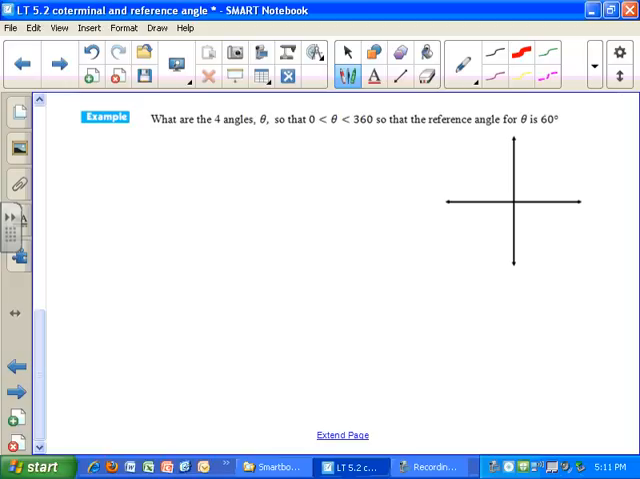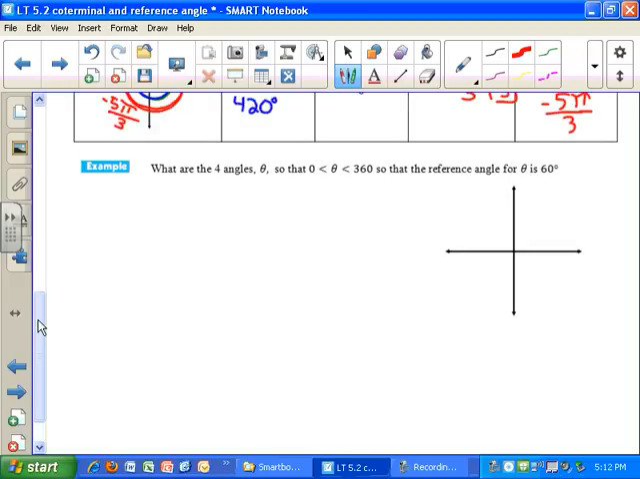This example says, what are the four angles theta? By the way, this symbol is the Greek letter theta. So that 0 is less than theta, which is less than 360 degrees. Just so that we end up with the thetas between 0 and 360, and we don't end up with coterminal angles somewhere in the thousands or something like that. So that the reference angle for theta is 60 degrees.